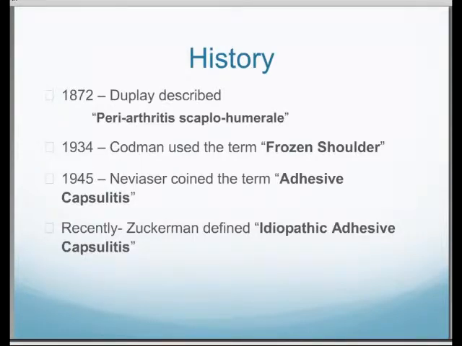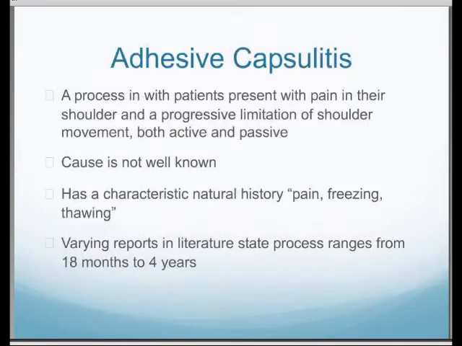So adhesive capsulitis, the best definition that we can have is a process in which a patient presents with increasing pain in their shoulder and a progressive limitation of range of motion of the shoulder, both actively and passively. There's no defined cause, actual etiology, of why this happens, and it has a characteristic natural history of starting off with pain, and then they call it freezing, where your shoulder is frozen, and then towards the end there's a third phase in which your shoulder starts to thaw and you get a gradual return of range of motion.